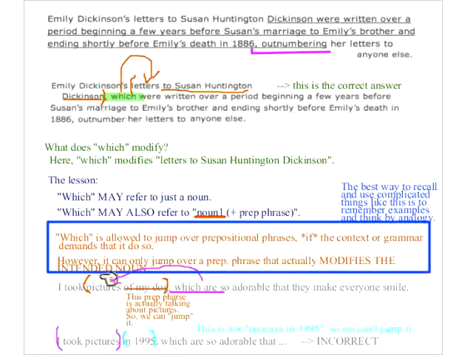But if you just remember these examples, okay, pictures of my dog, that's fine, because they really are pictures of my dog. But I took pictures in 1995, not okay, because they are not pictures in 1995. That's when I took them, but it doesn't describe the pictures. So things that work like this, or like letters to Susan Huntington Dickinson, are fine. However, things that work like this, not fine. It's basically what's going on here. So, questions. So this is E to this problem.